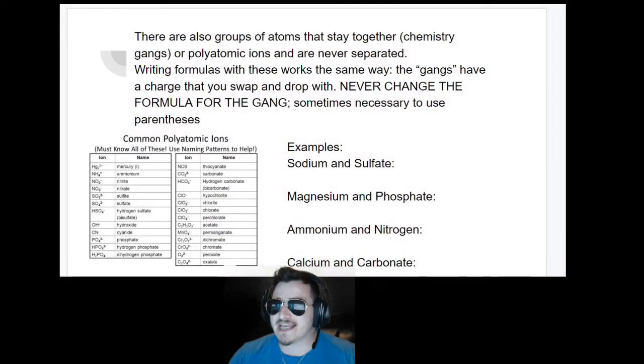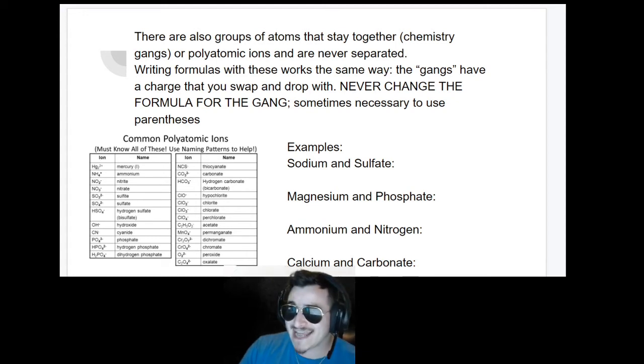So we have one last thing to cover before we actually get into naming these compounds, and that is sometimes there are groups of elements that stick together. They're happy together, and these are known as polyatomic ions. Break those words down. Poly meaning multiple, atomic meaning atom, ions meaning charged. So it is a group, multiple atoms together that have a charge. Can be positive or negative.